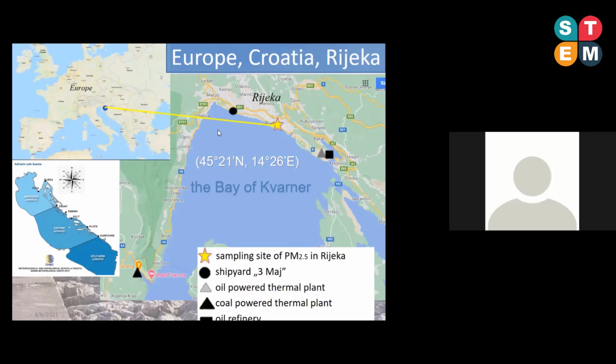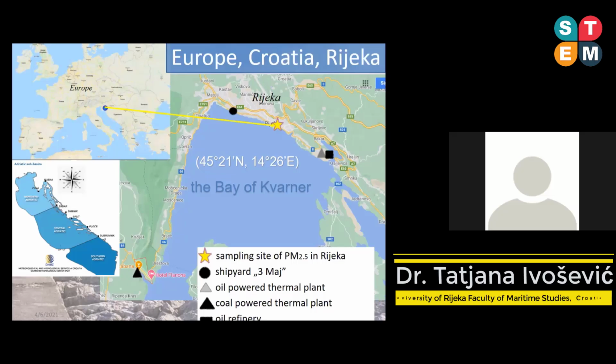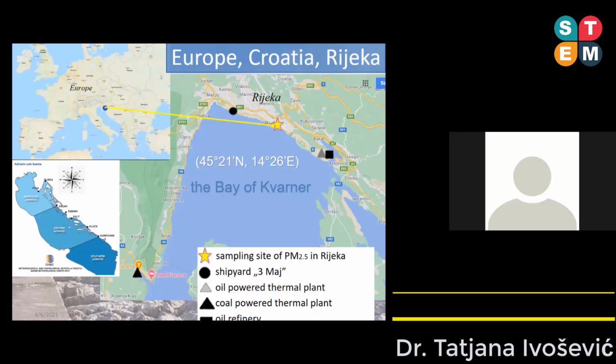Rijeka is situated at the northeast of the Bay of Kvarner, open to the sea from the south side, surrounded by mountains on the east, north, and west side. Such terrain contributes to the accumulation of fine aerosol pollution during long periods of calm weather.